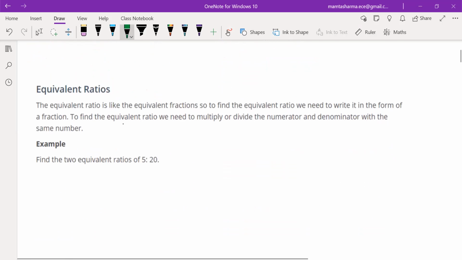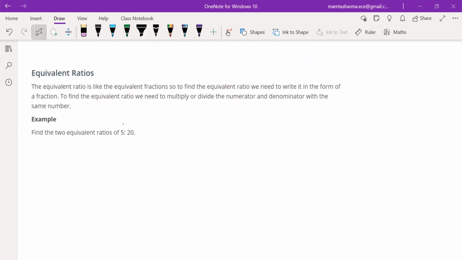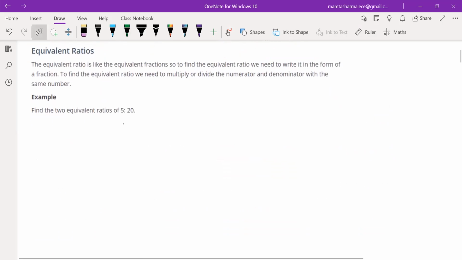They are very simple. Now we will see what are the equivalent ratios. If I say what are the equivalent ratios?